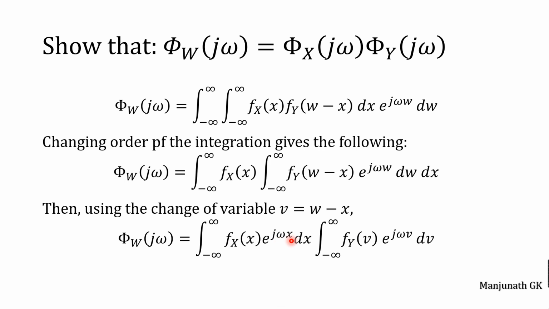Then what is this? It is the definition of the characteristic function of x. It is the definition of the characteristic function of y. So as a result, we can say that the characteristic function of w is the multiplication of individual characteristic functions of x and y. Hence it is proved.